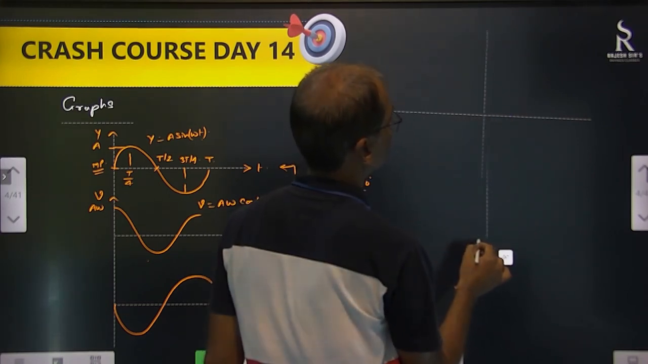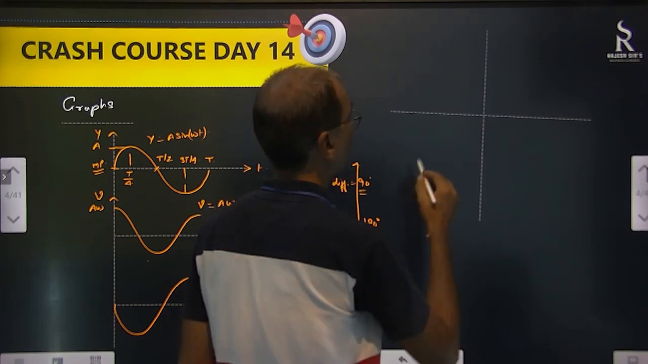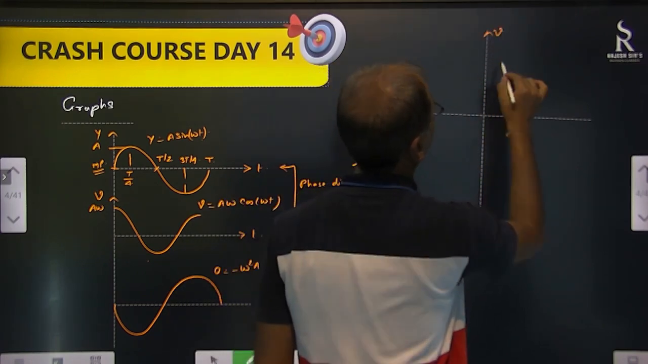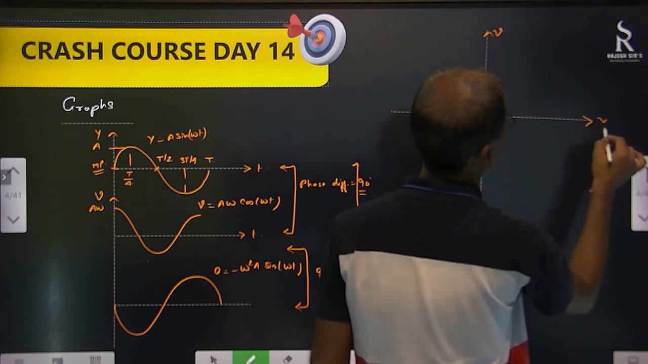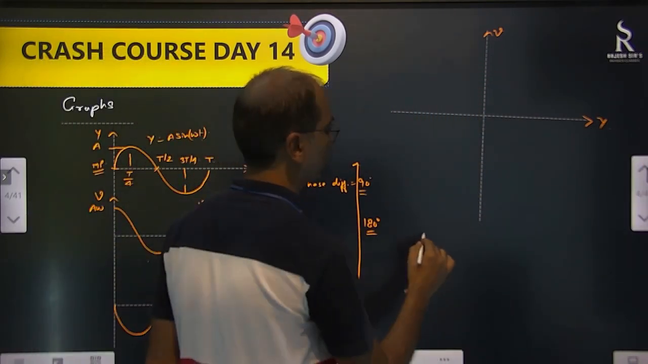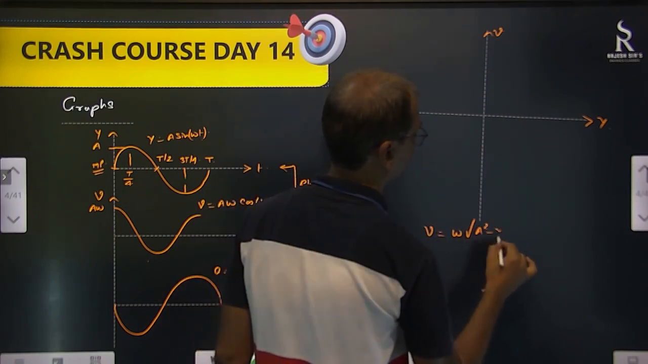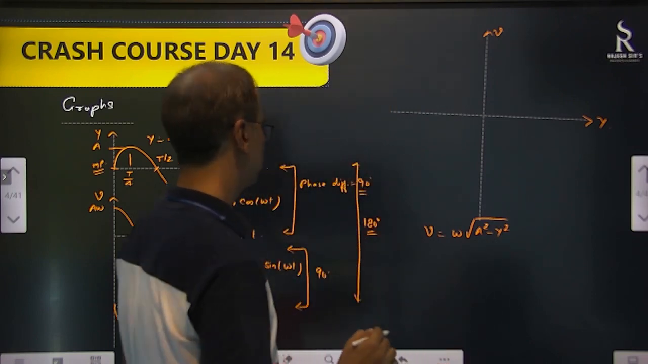Velocity and displacement. This is velocity, let's say, and this is displacement, y or x, anything. Now, what is the relation first? The relation is v equal to omega root over a square minus y square. Isn't it? This was the relation.